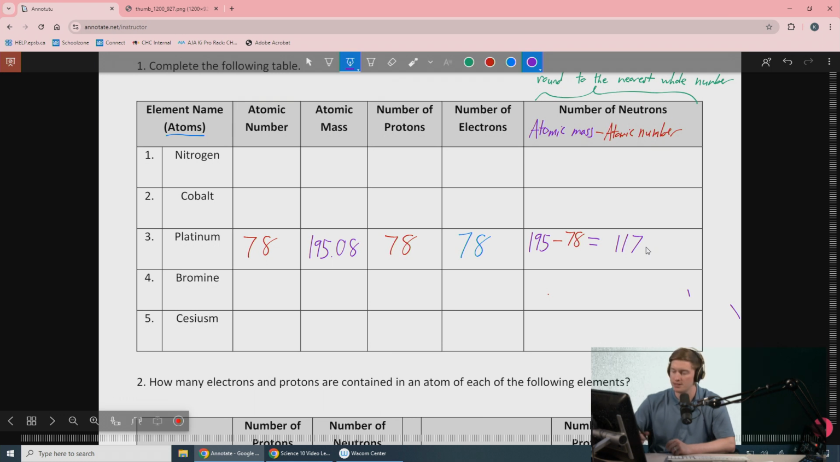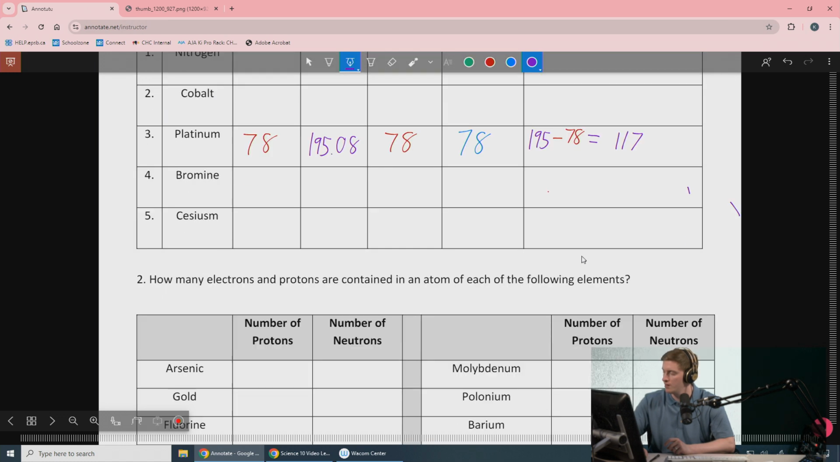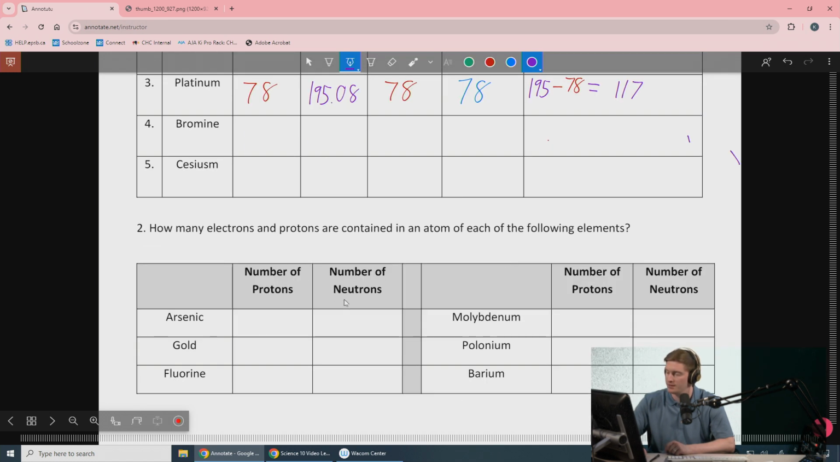There's some more good practice questions down on this page. I would encourage you to try it out, just looking for more calculations for the number of neutrons, and just practice using that periodic table. That's all for today. The next lesson we will talk about Bohr energy level diagrams for atoms, and then we'll get into ions in the lesson after that.